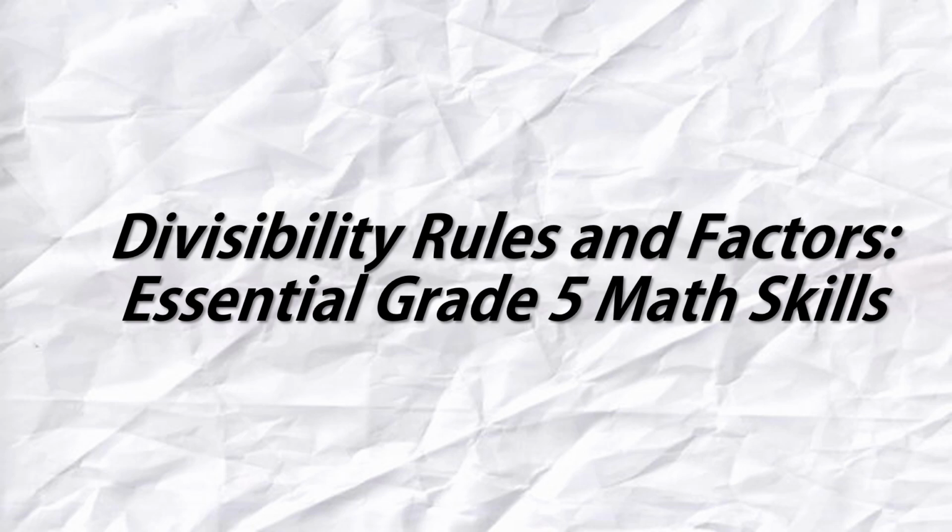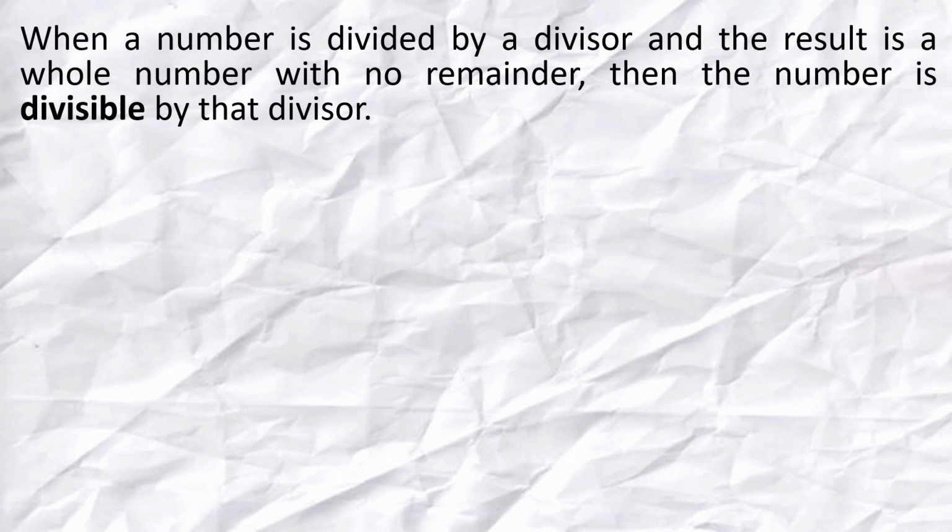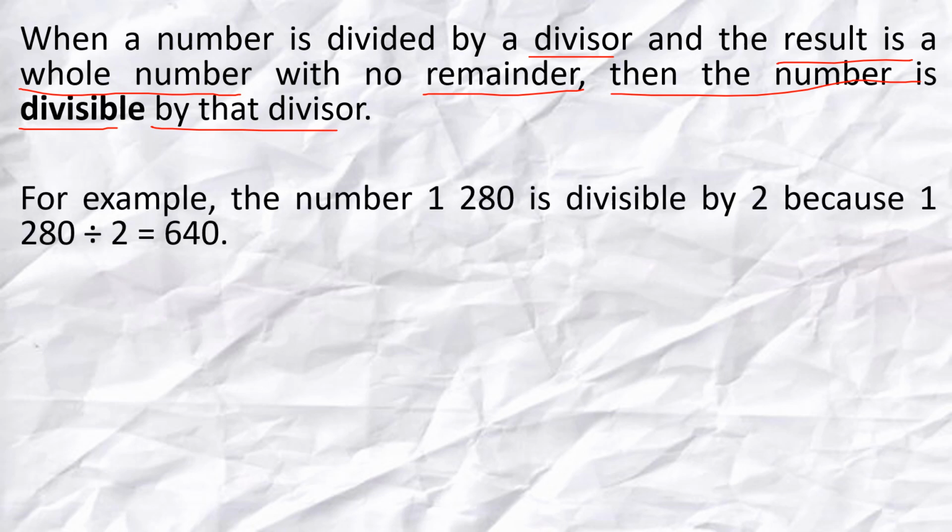For today's lesson, we'll be discussing divisibility rules and factors. These are essential grade 5 math skills. So, when a number is divided by a divisor and the result is a whole number, meaning you will not get a remainder, then the number is divisible by that divisor. For example, the number 1280 is divisible by 2 because when you divide 1280 by 2, the answer is 640, which is a whole number.